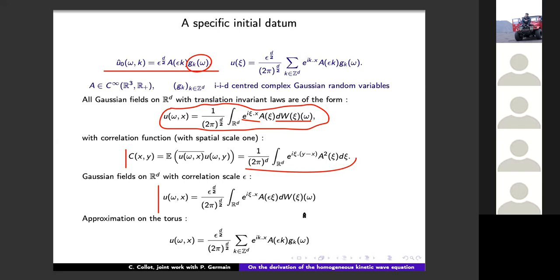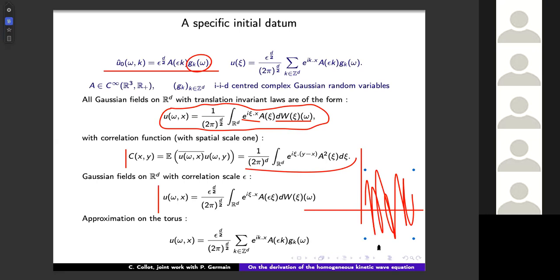So what I'm saying is that you should look at the drawing I'm doing right now. I have a field which is oscillating very, very fast at scale, sorry for my drawing, at scale epsilon, and I put it in a torus of size 1. So it's oscillating at a scale which is much smaller than my torus. And if I restrict that to the torus, a good approximation is precisely this, which is my initial data. So this explains why I'm looking at such a particular initial data.